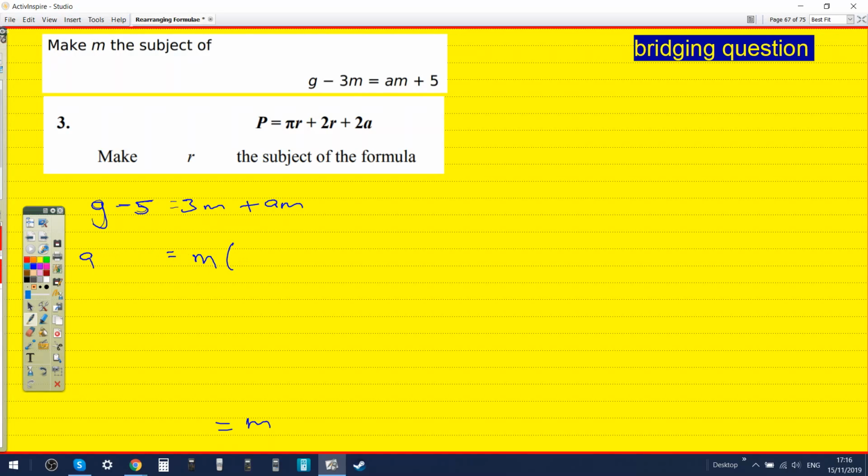What do you get? 3 plus a. And so divide by 3 plus a. So g minus 5 over 3 plus a. And so when you've got two separate terms like that, you factorize. So now try the second one, the pi one.